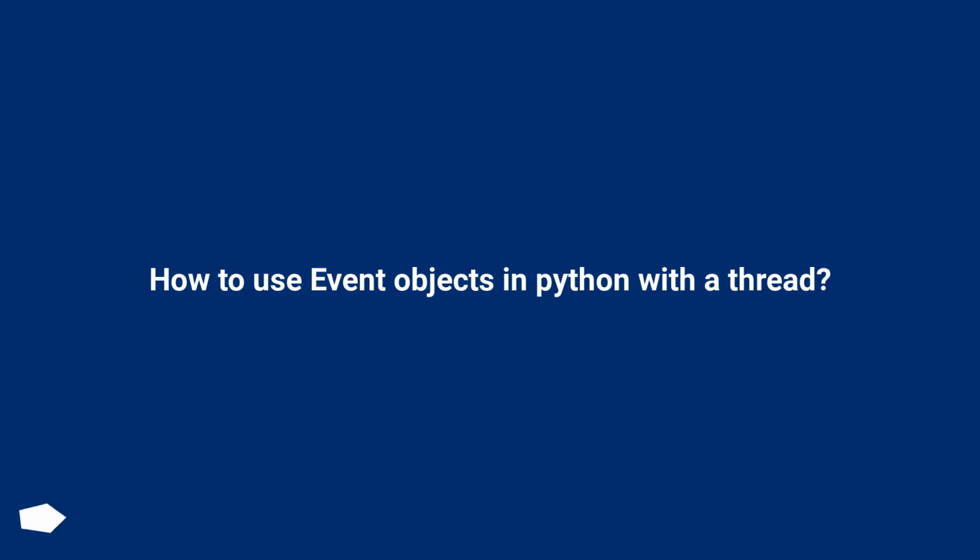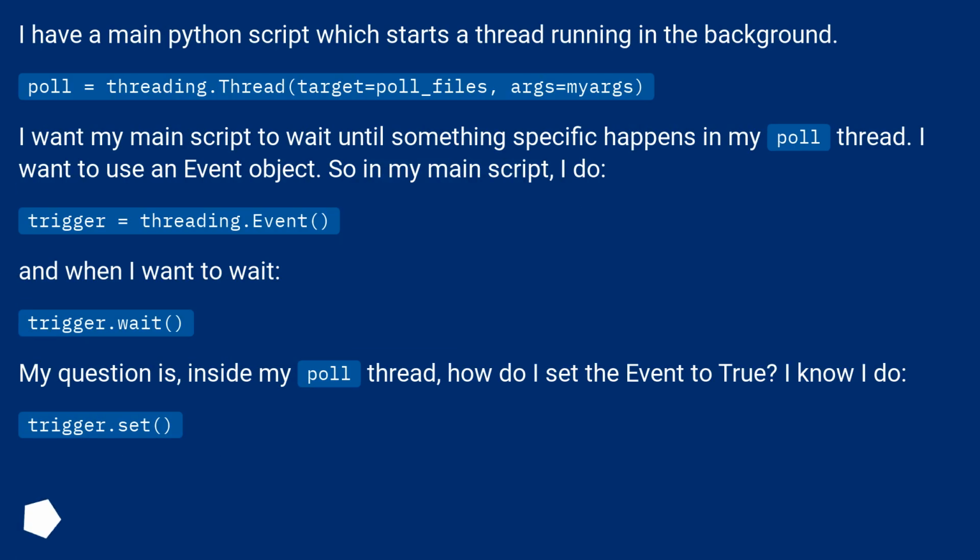How to use event objects in Python with a thread? I have a main Python script which starts a thread running in the background: poll = threading.Thread(target=poll_files, args=myargs). I want my main script to wait until something specific happens in my poll thread.